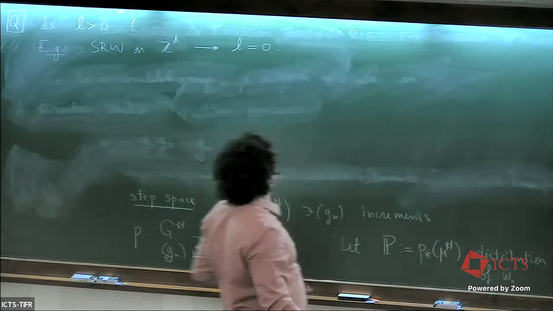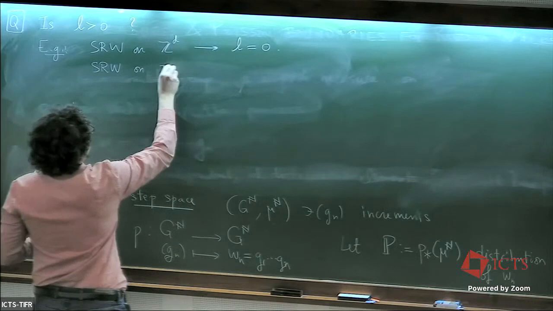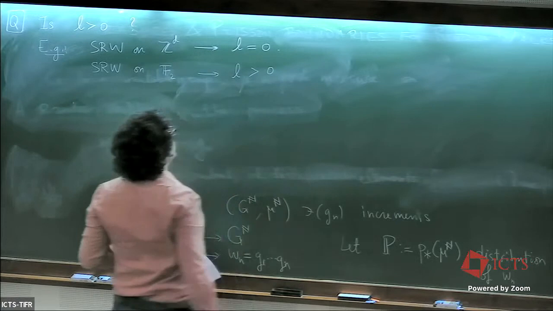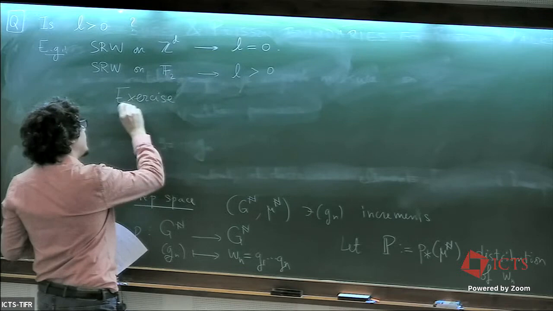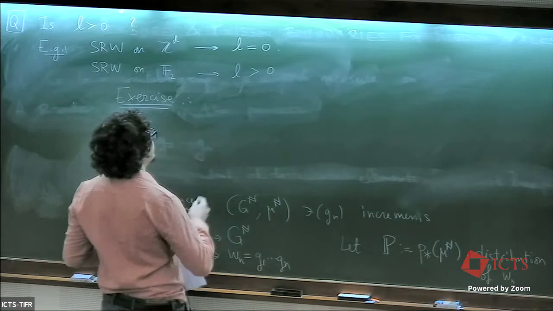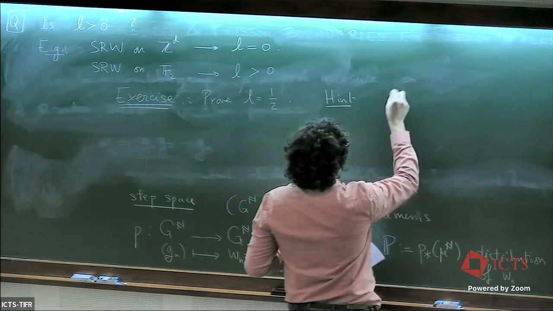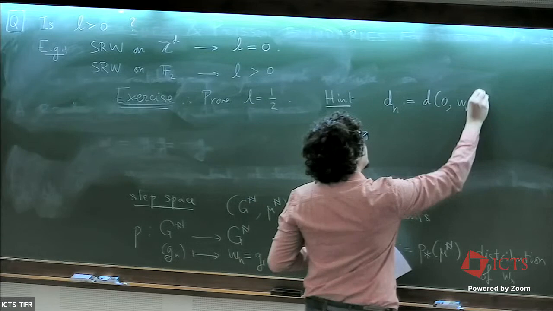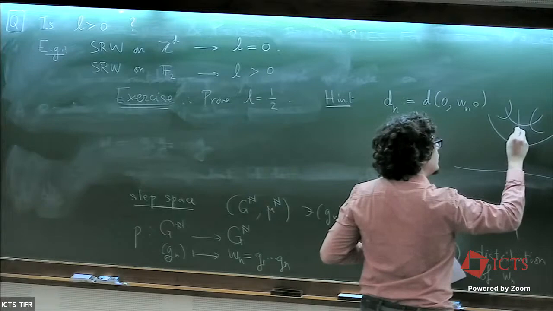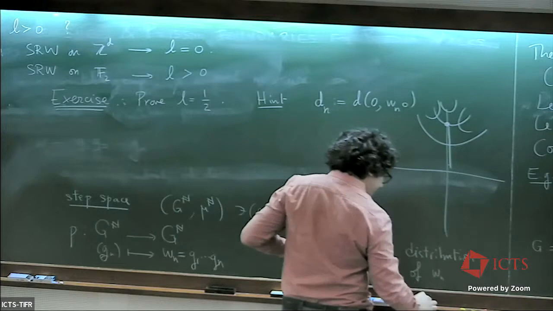However, if you do the simple random walk, say, on the free group on two generators, then L indeed is positive. And in fact, this is an exercise that you can definitely think about to prove that. Well, the hint is the following. Prove that L in fact is 1/2. Well, the hint is that if you look at the distance, so d_n is the distance between the nth step of the walk and the origin in your free group. So if you are here, for instance, d_n would be the distance after n steps.